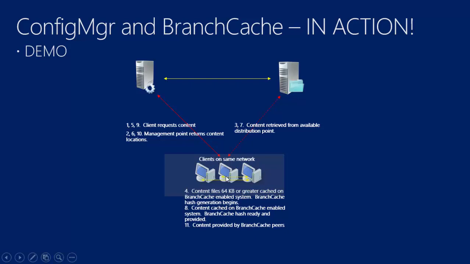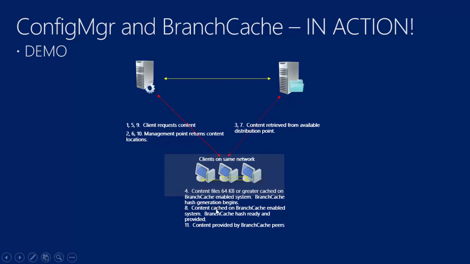Then step 5, the middle client will go request the content. Step 6, the management point returns the content locations as normal. Step 7, that content will still be retrieved from an available distribution point. Now, it may not be all of it, may depend on where we are, but there is a time in which the first two systems in a subnet will need to cache the content, start generating hash values on the content and so forth.